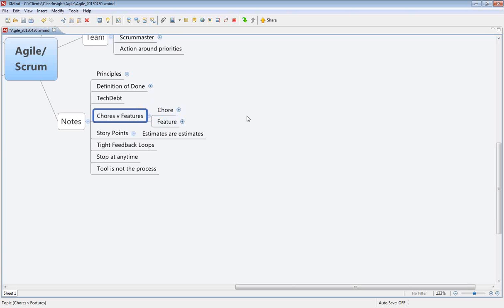The product owner, the person who really wants to use this stuff, they always want features. They want to be able to do stuff with it. But we always need to balance that with chores to make sure that we're doing it with a high level of quality.